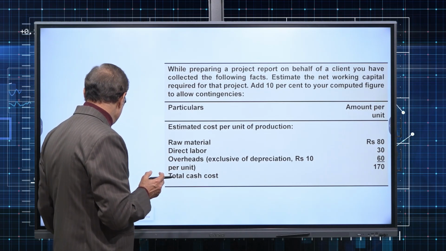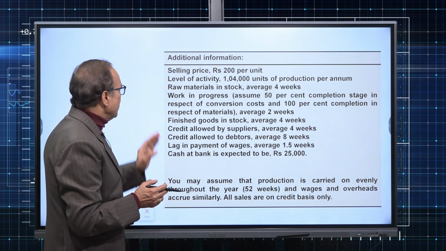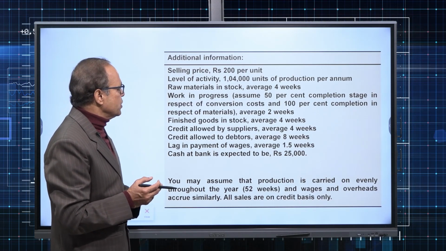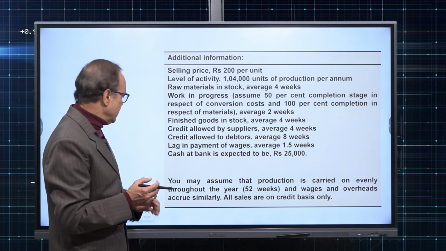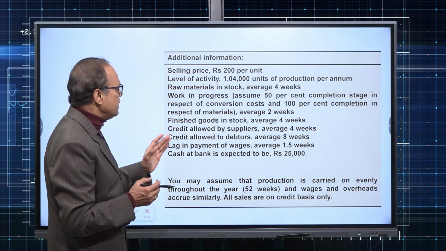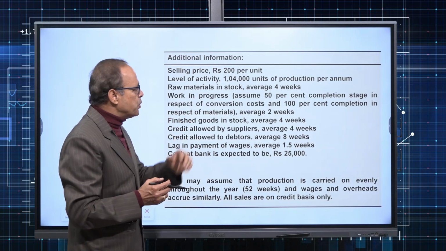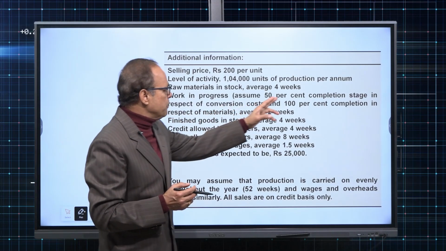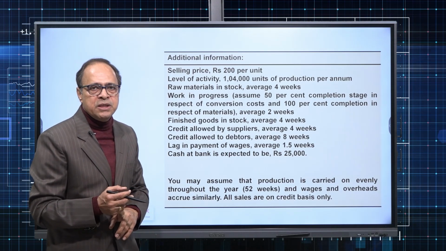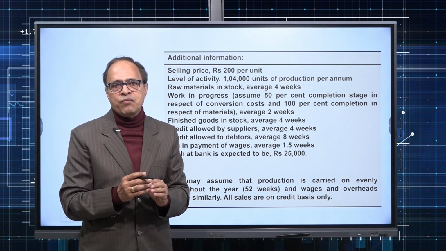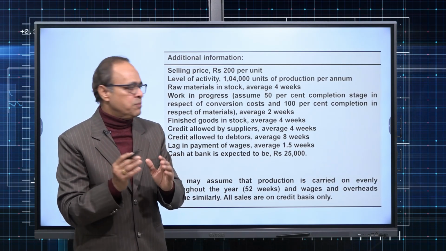Let us proceed how many units they are going to make. So selling price is 200 per unit. Level of activity 1,04,000 units production in a year. Then we are given holding period of each thing. You can note down the holding period of each thing, like for raw material, WIP. Then one more important thing is given. Assume 50% completion stage with respect to conversion cost. That means when estimating WIP inventory, we will have labor and overheads 50%, raw material will be 100%.